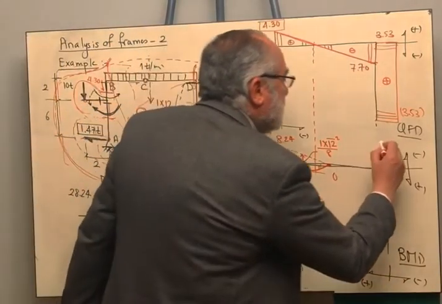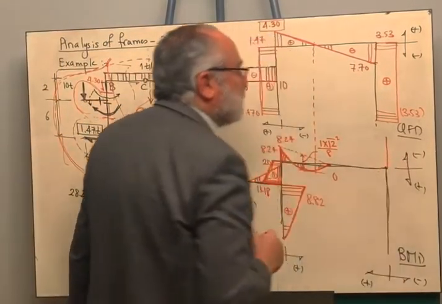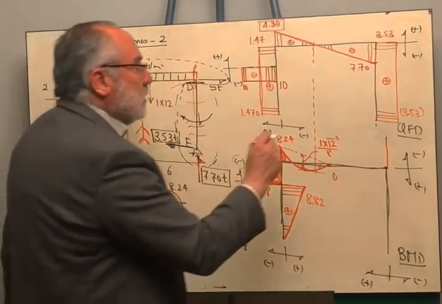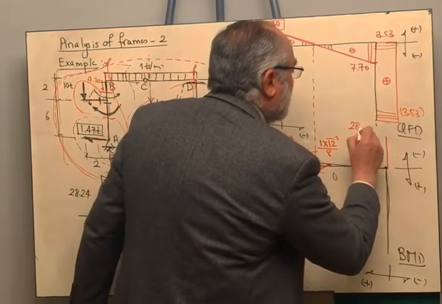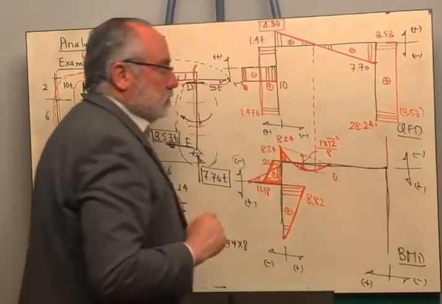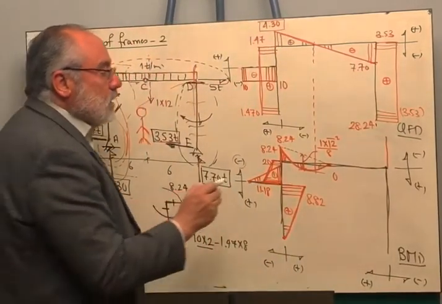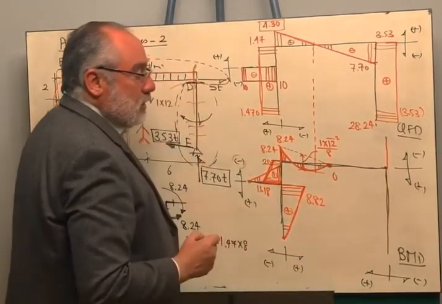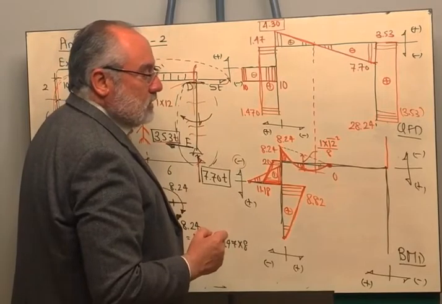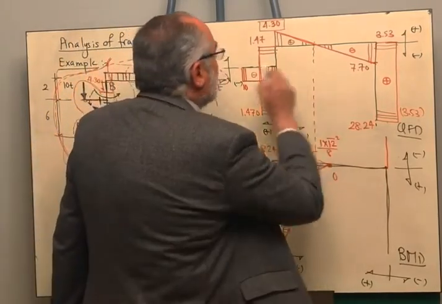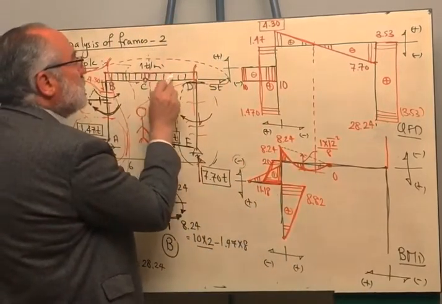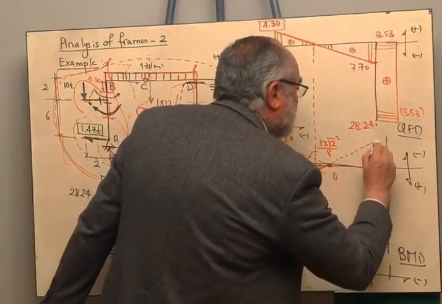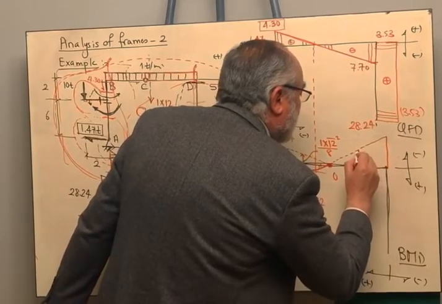So I'm having here, the moment will be drawn above the datum, because the tail of the arrow is above the datum. Its value is 28.24. Again, the moment here is 0, and the moment at point D is equal to negative 28.24. So in between, I am having a distributed load.